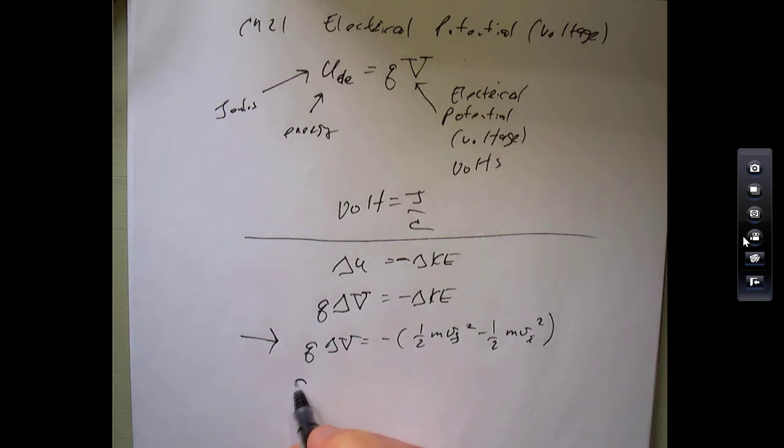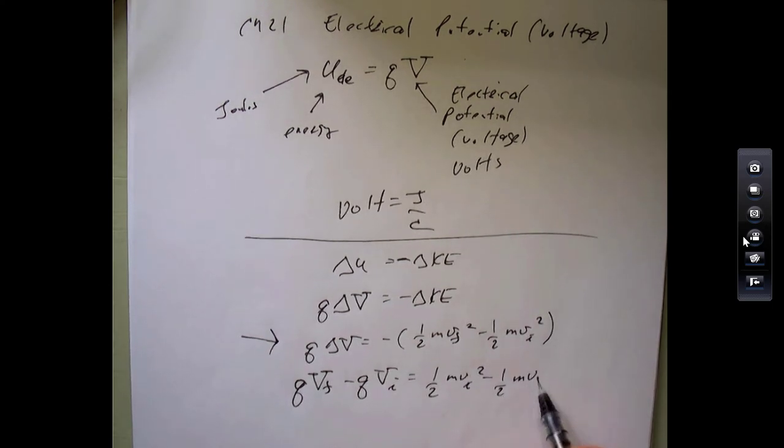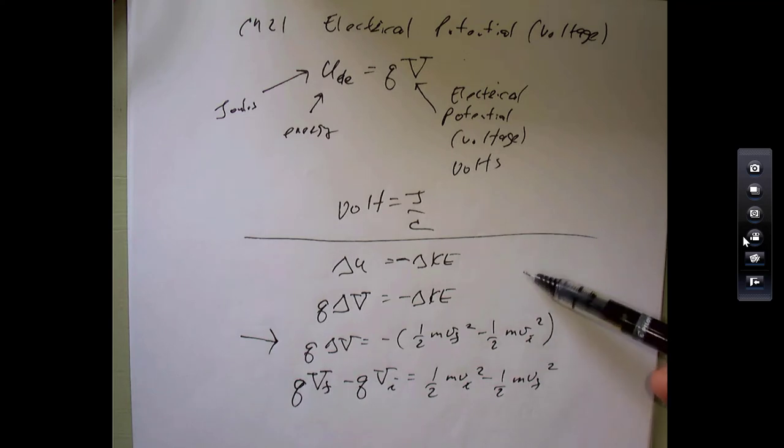I could expand this a little bit more if I wanted to. QV final minus QV initial. That's the change in potential. So if I distribute this minus sign through, I would have 1/2 mv initial squared minus 1/2 mv final squared. So these statements are all equivalent to each other.